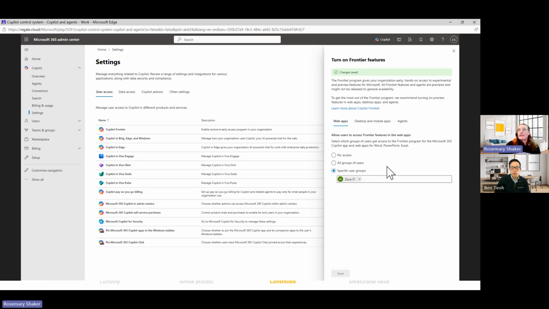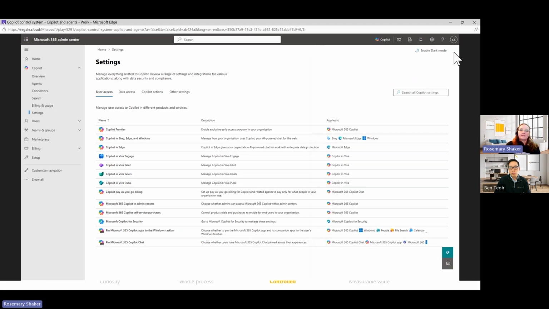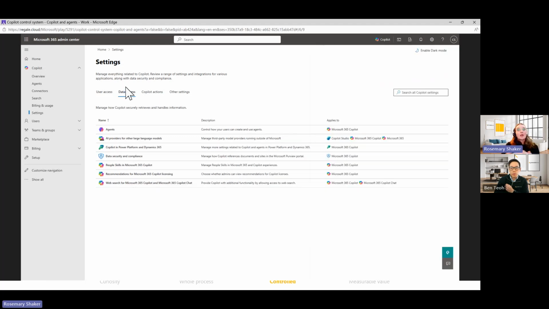So now we can control that. They're the only ones that have access to that. We can also look at our data access. So what access we've got set up, and what, for example, our agents are seeing.